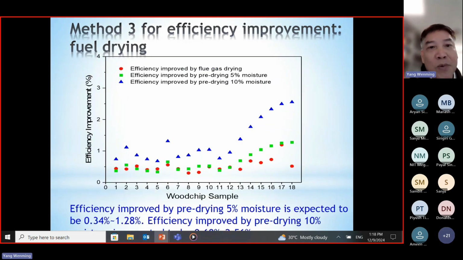We have done some simulation by pre-drying the fuel. For example, if we remove 5% of moisture, we can increase the efficiency by 0.24% to 1.28%. If we can further pre-dry 10% of the moisture, the efficiency can be increased by double, from 0.68% to 2.56%.